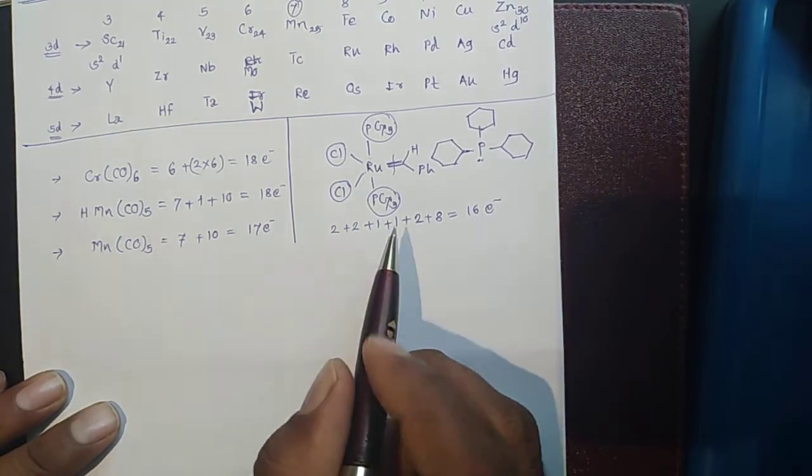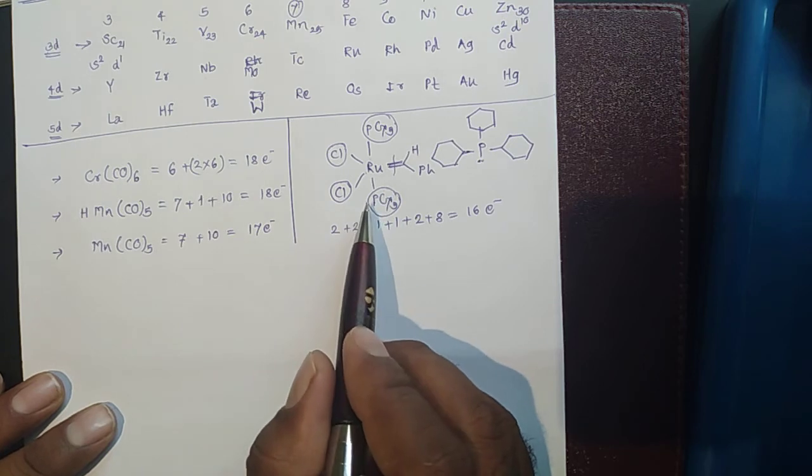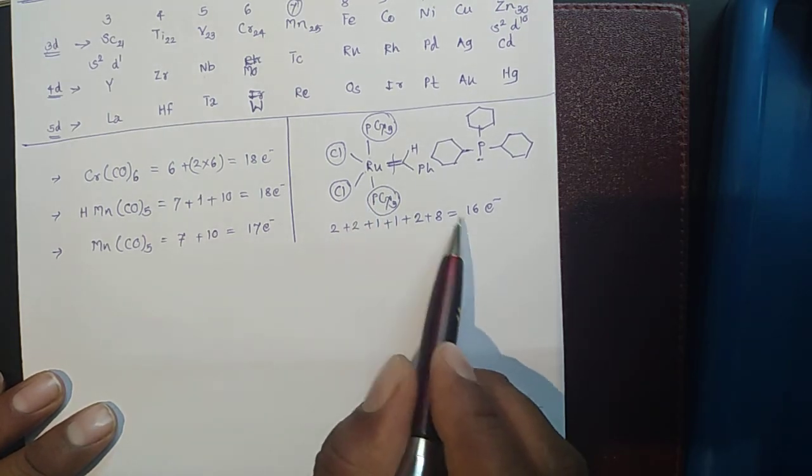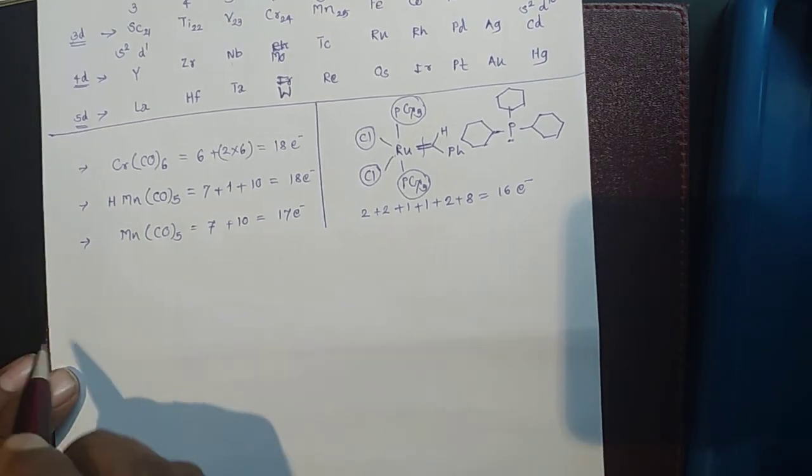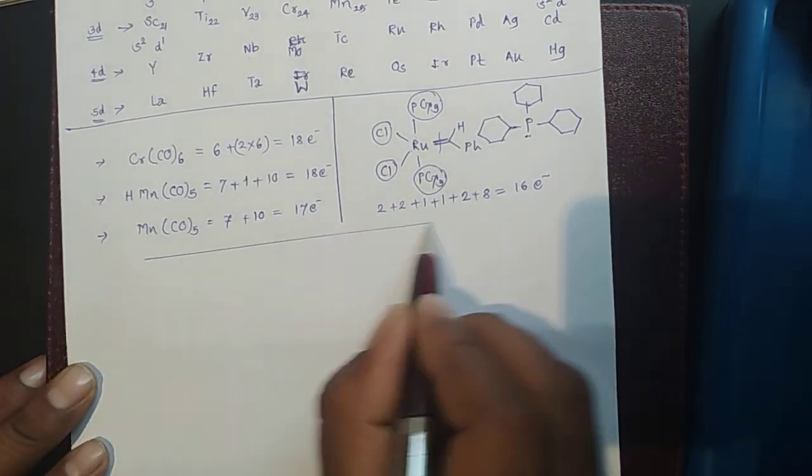So this organometallic compound does not obey the 18 electron rule. Then we will take another example.